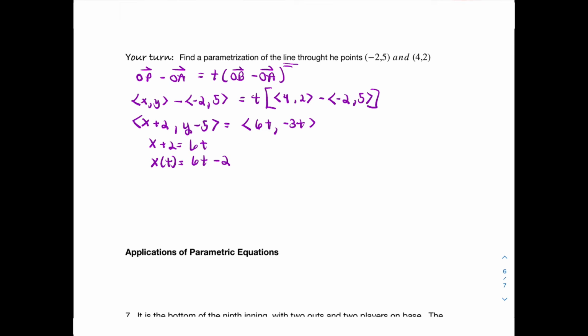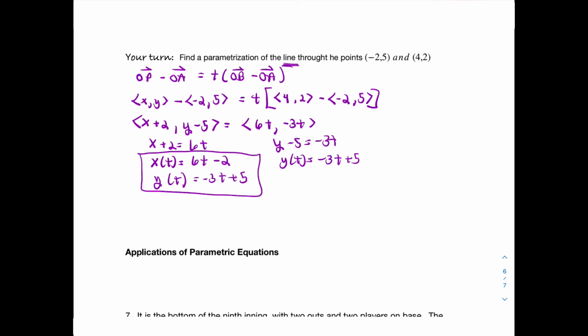To get my y component, I just set y minus 5 equal to negative 3t, solve for y, and I get y is equal to negative 3t plus 5. So y of t is equal to negative 3t plus 5, and those are my parametric equations for this line segment, or this line, sorry.